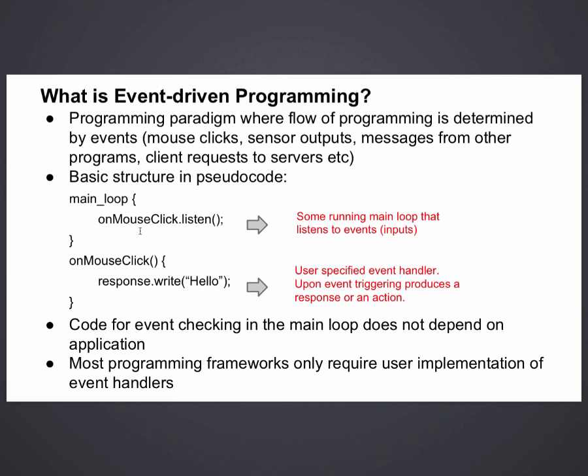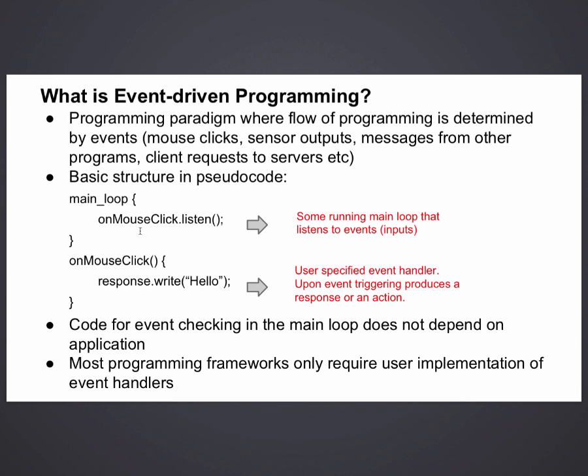So in pseudocode, what you should see for this kind of event-driven programming style is you have a main loop that keeps looping, and it just tries to listen to inputs from hardware, from another computer, or from some client. And after that, it produces a response when that event triggers. This is the pseudocode that you should see in C or something.